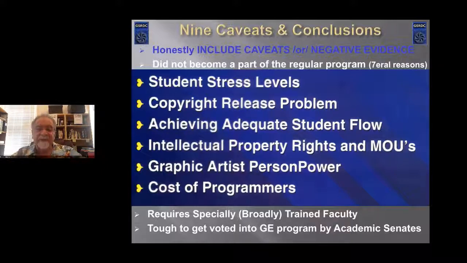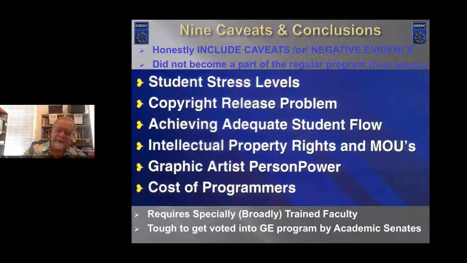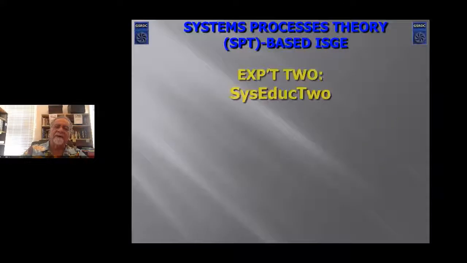And so it's tough to get voted into a GE program by academic senates. It was the academic senate that killed it at Cal Poly, but that was because of power jealousies between the president and some of the people who were leading the faculty senate. I might say that when it went before the GE committee, it passed unanimously for the university. But there still are those caveats.